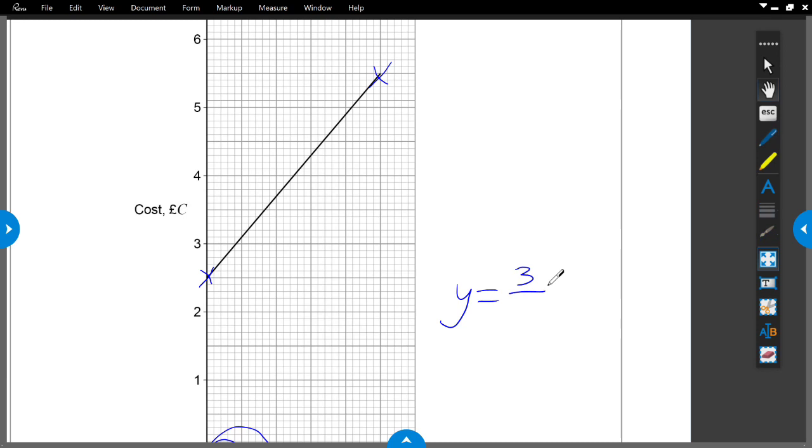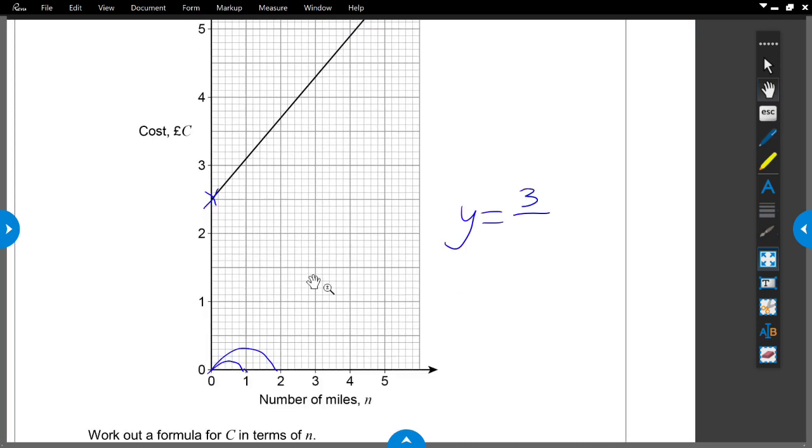And then we look at how far across we've gone. So we look at our x-axis, and we've gone from 0 up to 5. So that's gone across by 5. 3 over 5 times x plus c, which is our y-intercept, and that's 2.5.